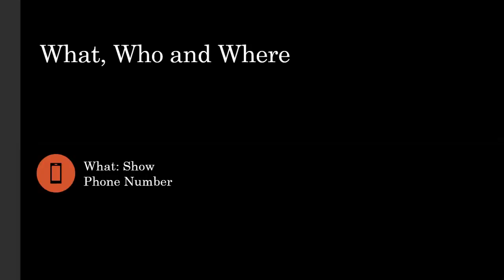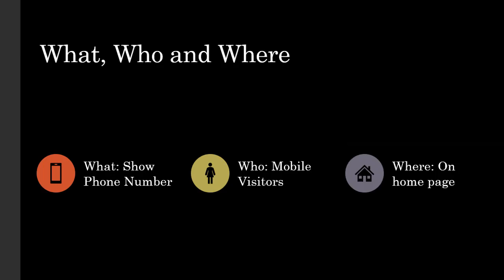We are now ready. We know what kind of experience we need to create, which is to show a phone number. Who are we creating this experience for? Mobile visitors. And where will we place this experience? On the home page in our example. Now, with this information, you can go into Google Optimize and create this personalized experience.